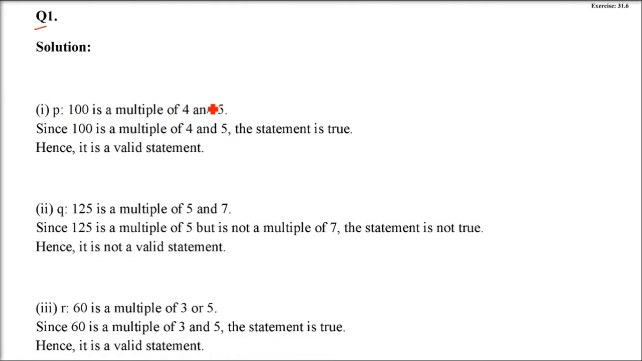So, 100 is a multiple of 4 and 5. This is P. How can we write this? We can write this as 100 is a multiple of 4, this is one statement, and combined with, this is a connective, 100 is a multiple of 5. So we have two statements connected with AND. Is it a valid statement or not? We have to see how AND behaves.